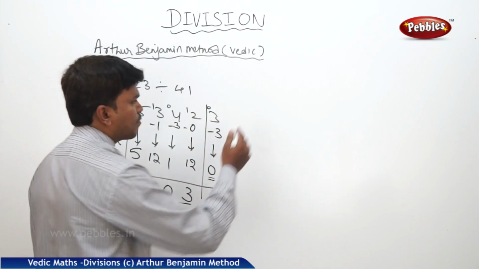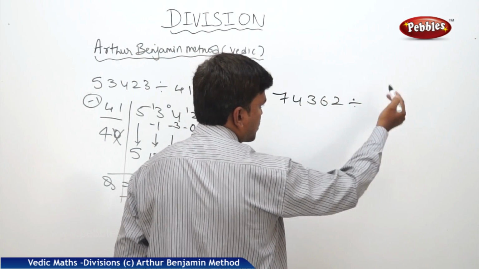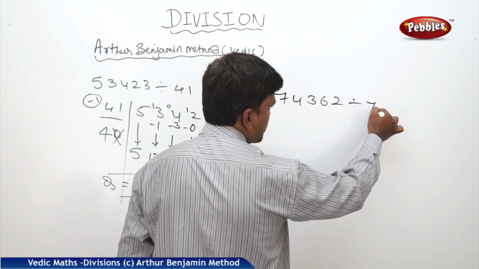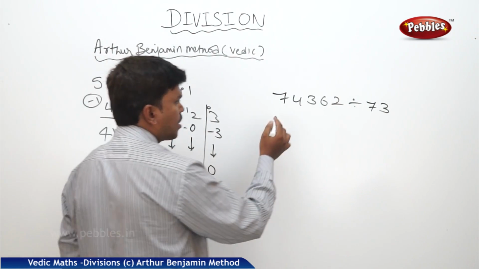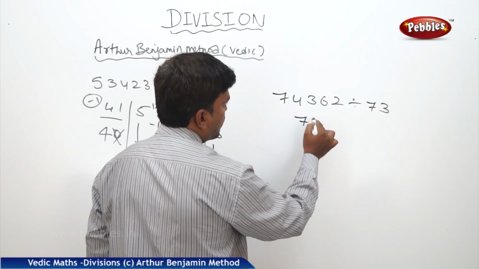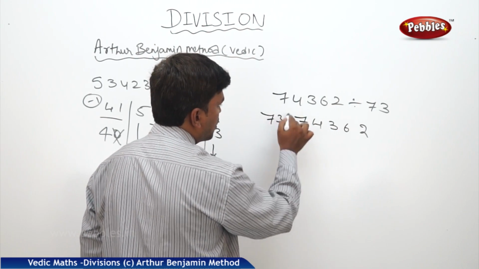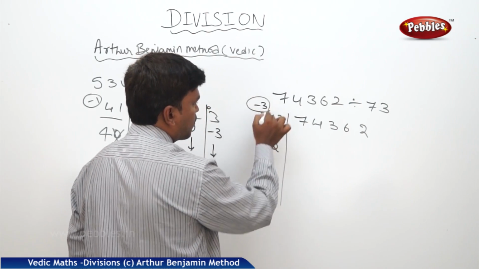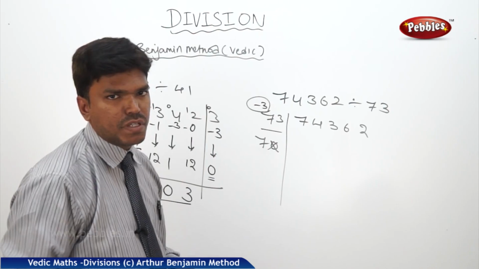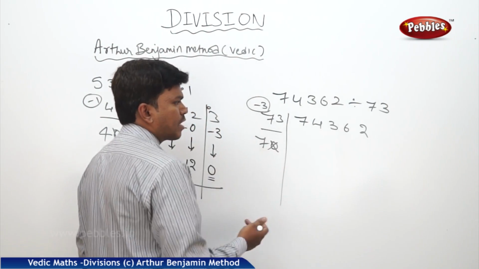Let us take one more example. 74362 divided by say some 73. I want to divide this number by 73. Check here. 74362, 73. The nearest tens is 70 and the complement is minus 3. Why? Because I am subtracting 3 from 73 to get a round figure, nearest to tens.